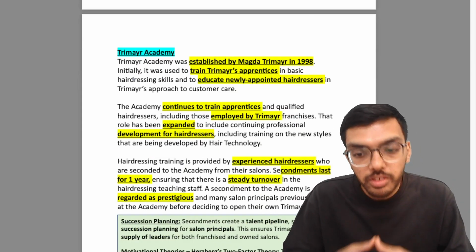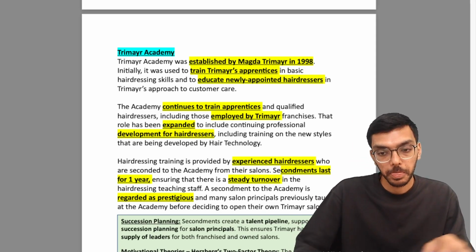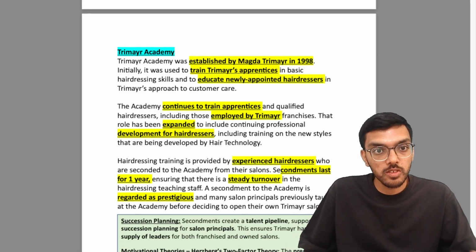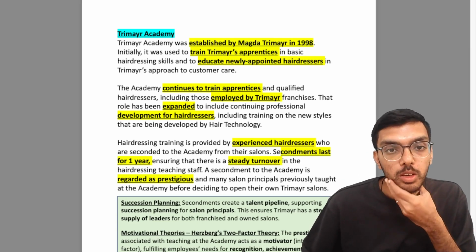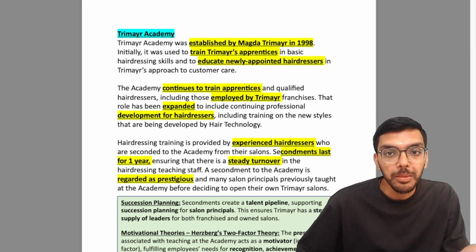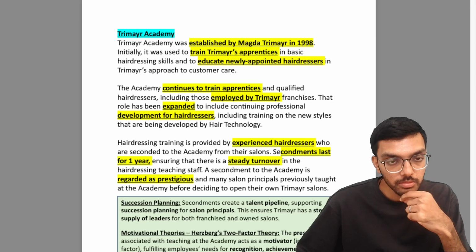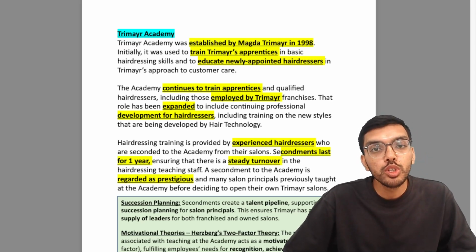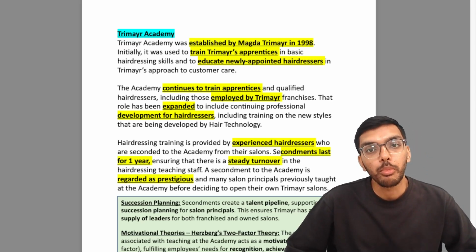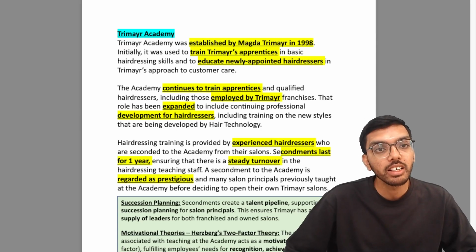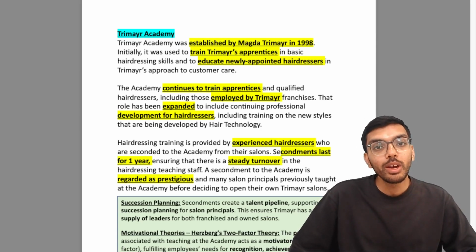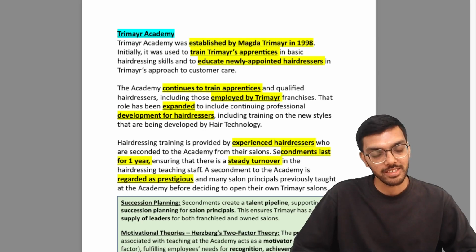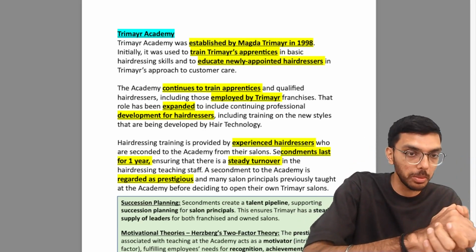Next, we have Trimayr Academy. That's also one of the functions. So Trimayr Academy was established by Magda Trimayr in 1998. Initially, it was used to train Trimayr's apprentices in basic hairdressing skills and to educate newly appointed hairdressers. That was the initial job.